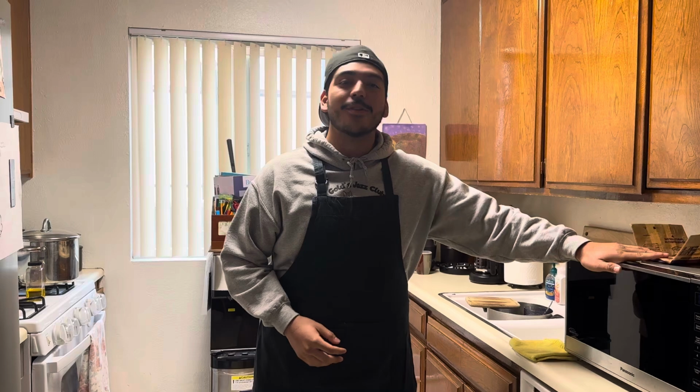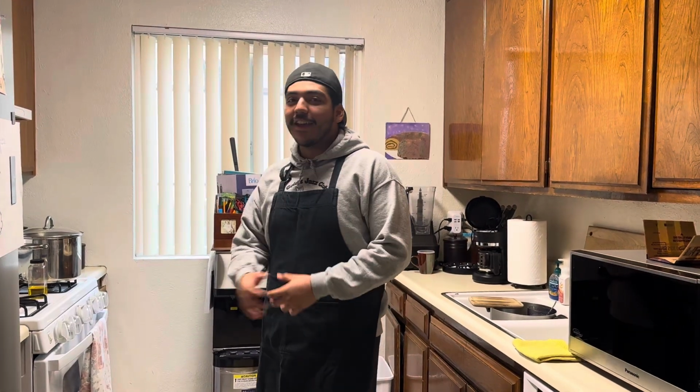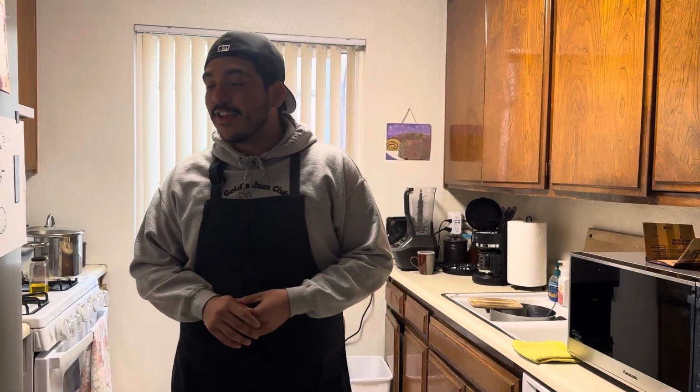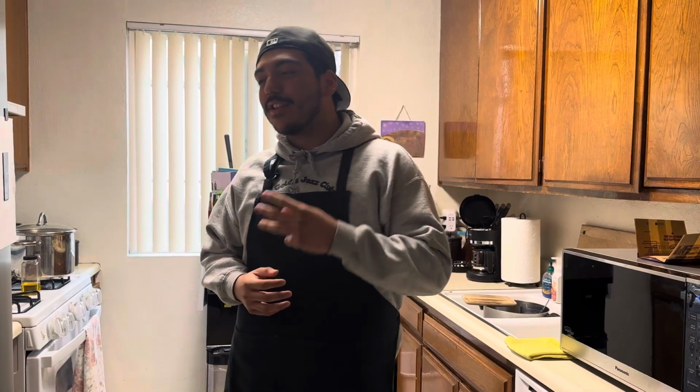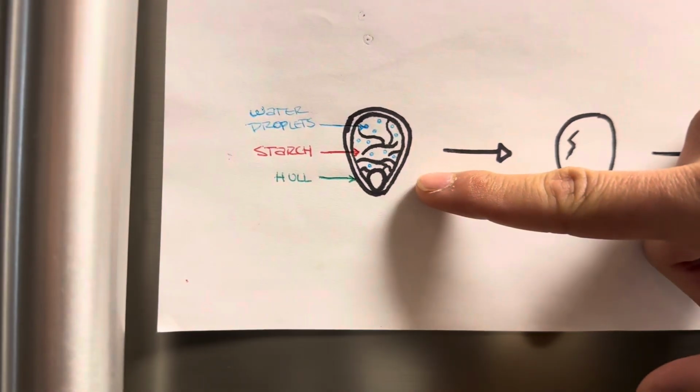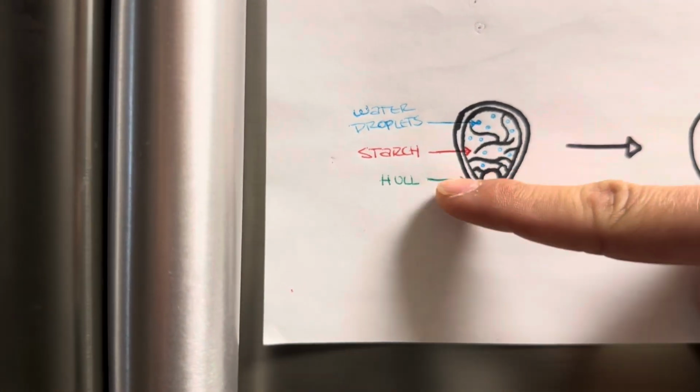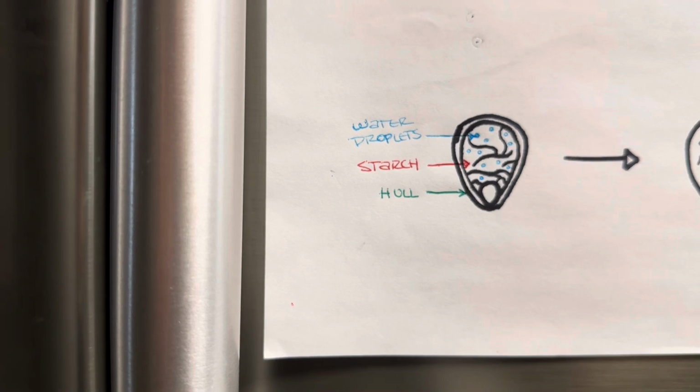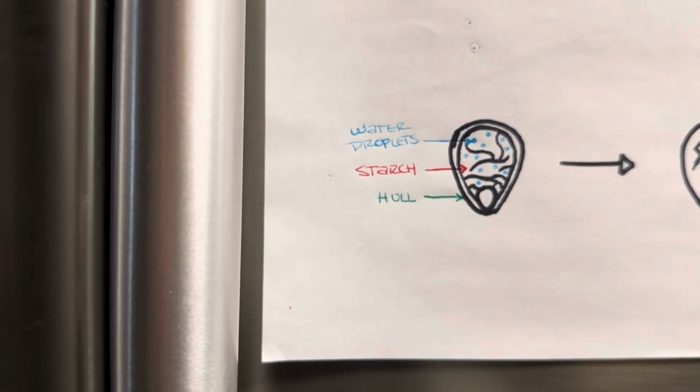Today we're going to be talking about the difference between microwave popcorn and gas stove popcorn, and what's happening as it's cooking. But in order to understand that, we have to understand that there are three main components to our kernel. We have here our water droplets, which is just trapped moisture within the shell. We have our starch, which makes up the body of the inside of the kernel, and then we have our hull, which is just the shell.